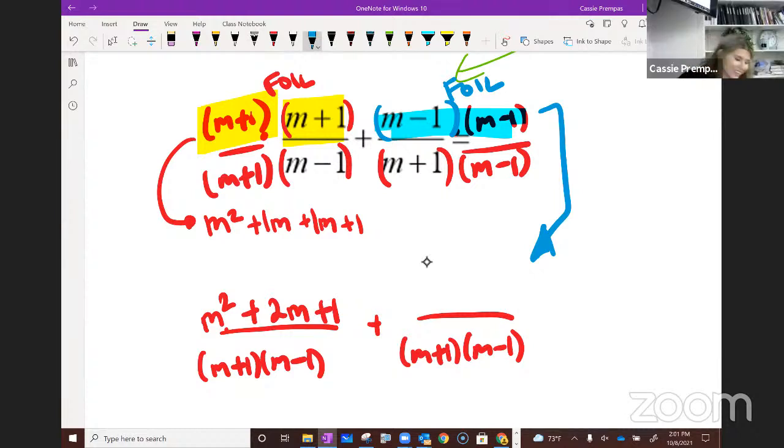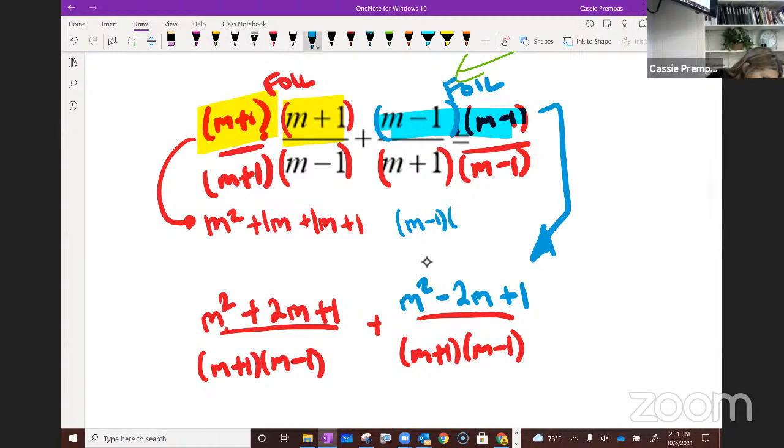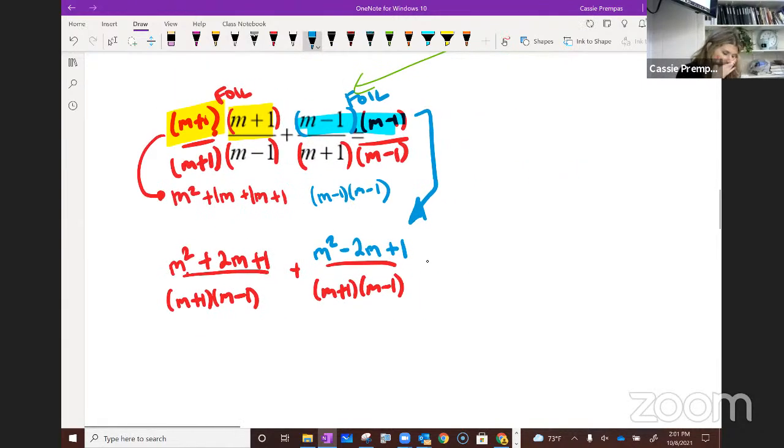So it would be m squared minus 2m plus 1. Awesome. I'll stop you there because that's really all I asked you to do. So, m minus 1 times m minus 1. Everything's the same except the signs. And then we're finishing it: m squared minus 2m plus 1. Good job.